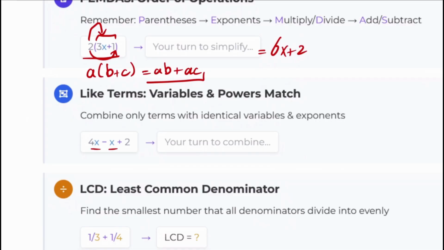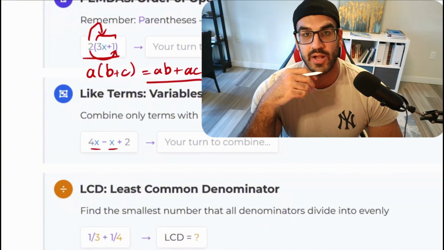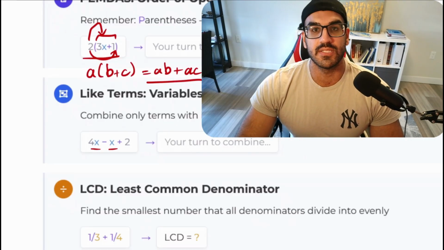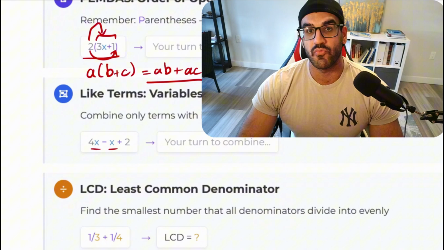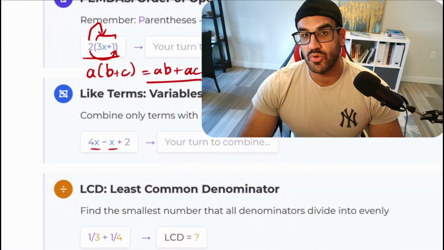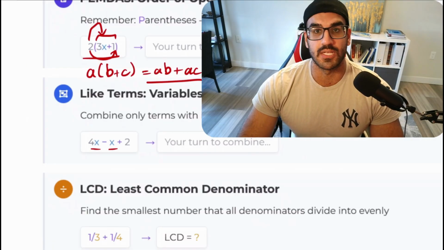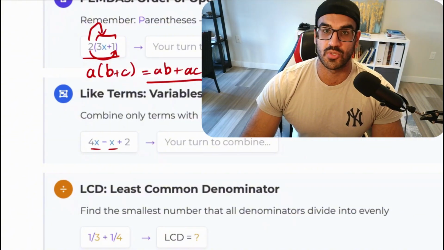4x and x are considered as like terms. Why? Because, as you can see, both of them have the same variable. What is a variable? A variable means some kind of number that we don't know anything about right now, but we are going to find it in the future. So since we don't know it, we put it as x, y, z, or whatever alphabet you have in your mind.